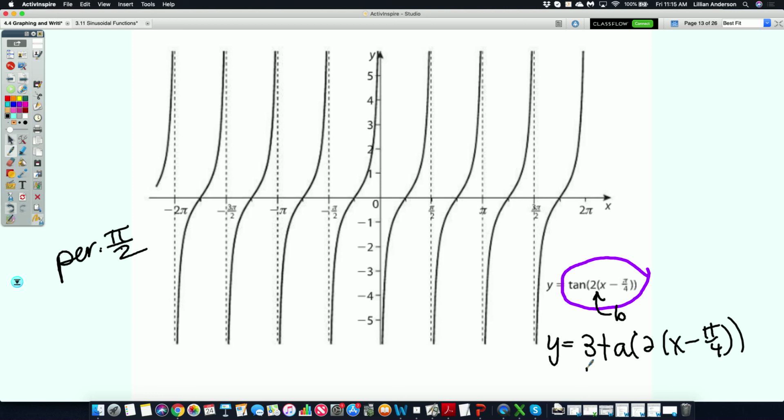Yes. Even the asymptotes will move as well. So everything will shift. Other questions? Okay.